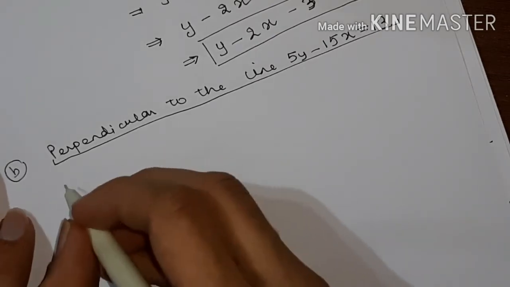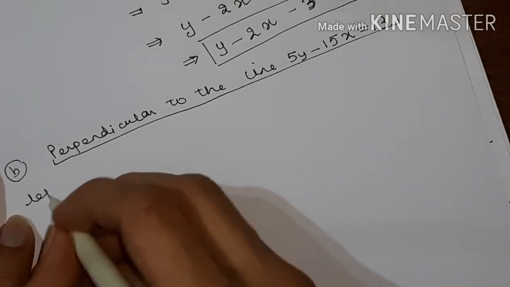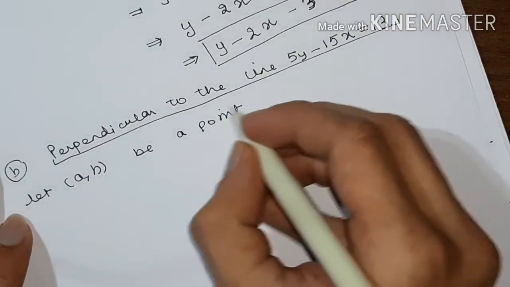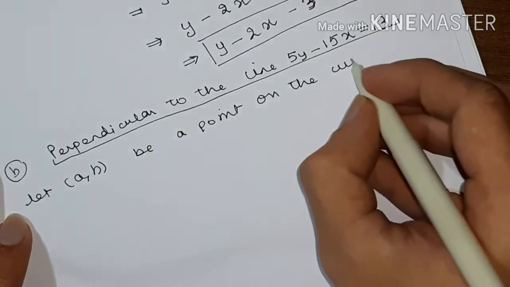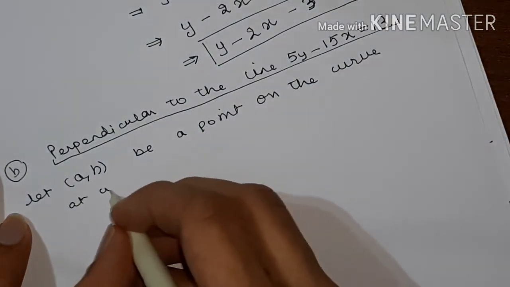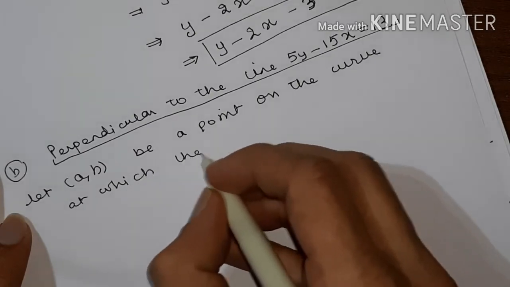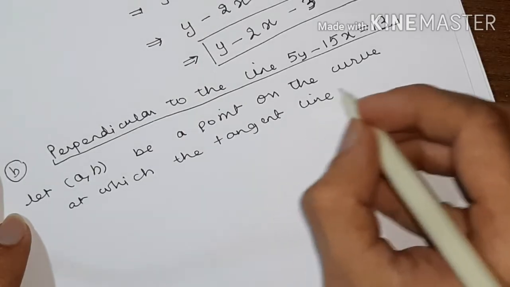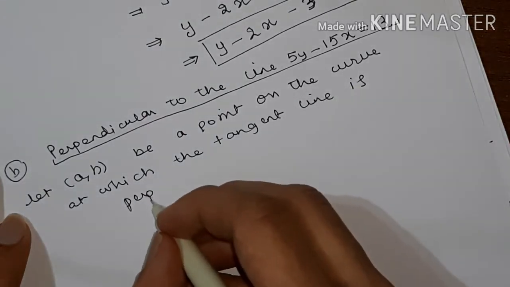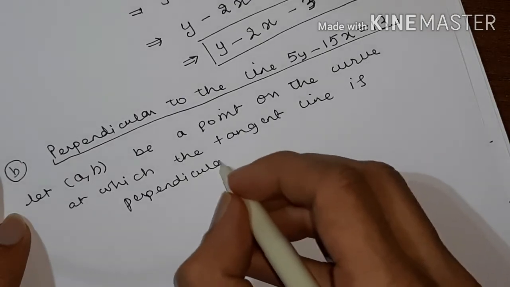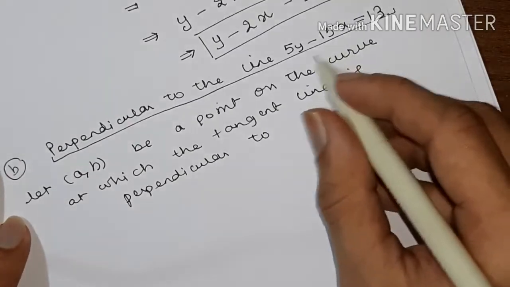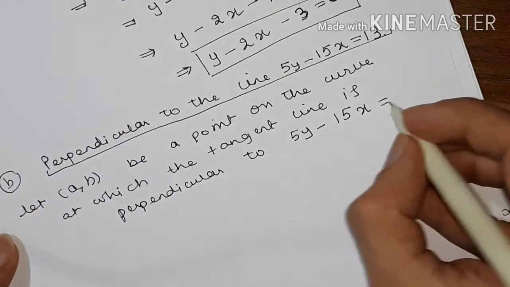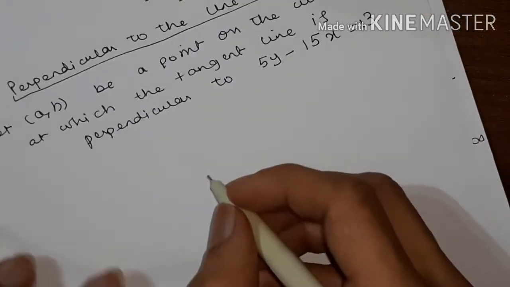So what do we have to do here? We have to take a point. Let a comma b be a point on the curve at which the tangent line is perpendicular to this line, 5y minus 15x equal to 13.